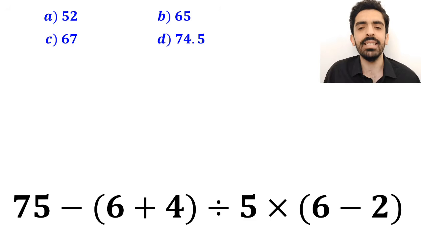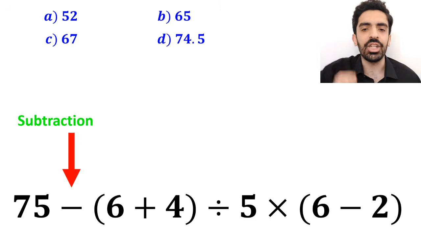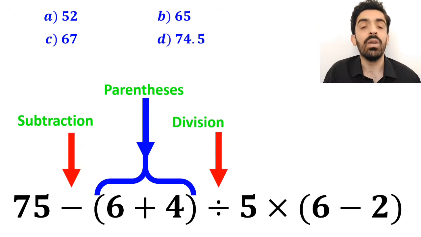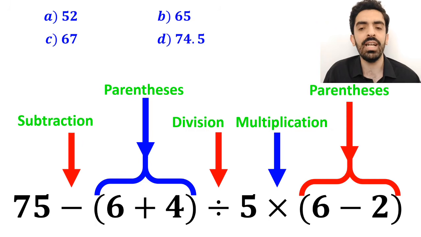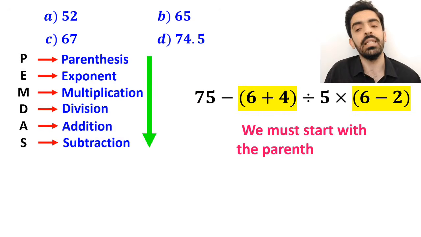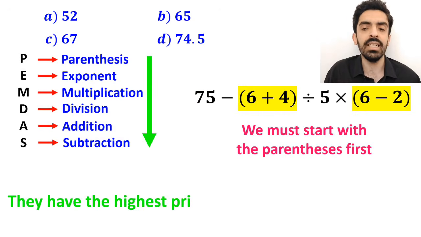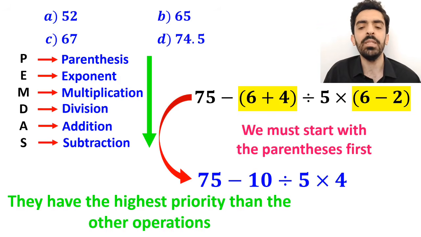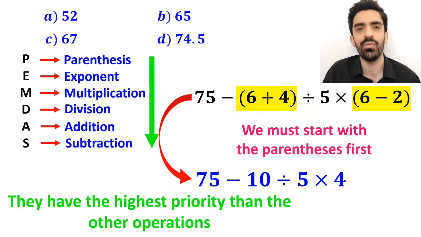Okay, as you can see on the screen, in this expression, first we have a subtraction sign, then parentheses, followed by a division sign, after that we have a multiplication, and finally another parenthesis. We must start with the parentheses first, because it has the highest priority than the other operations. So, this expression simplifies to 75 minus 10 divided by 5 times 4.